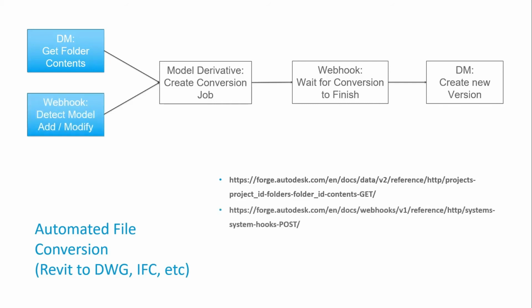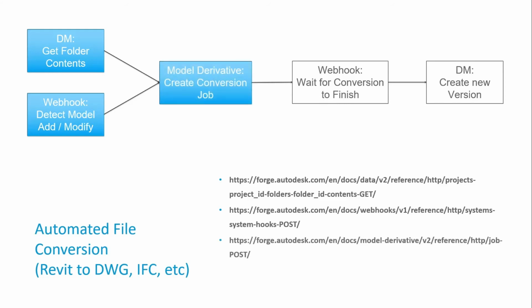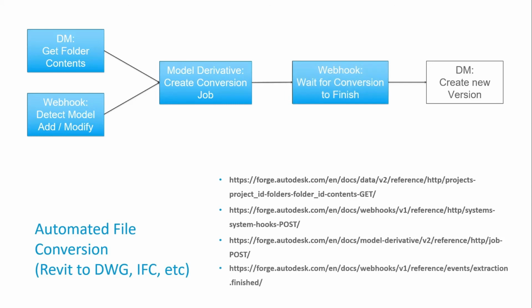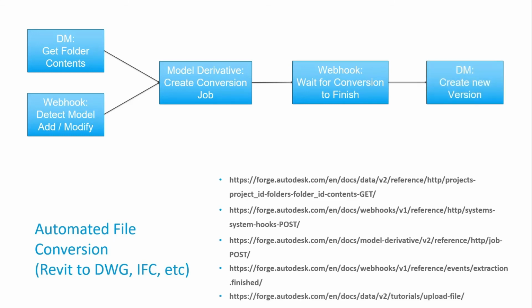We also add a webhook to the top-level folders to detect any new models that are added, or when an existing model changes. Next, we take all those Revit files, and we create conversion jobs. Then we set up another webhook, and we listen for those jobs to finish. And finally, once Forge has converted our models into IFC format, we put them back into document management, and they can be used like any other file.